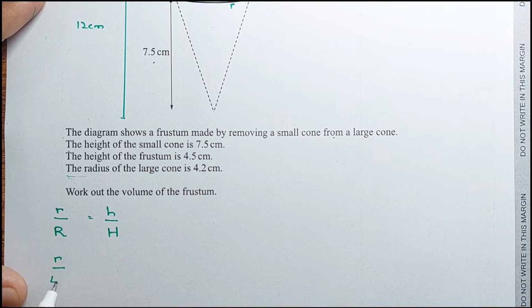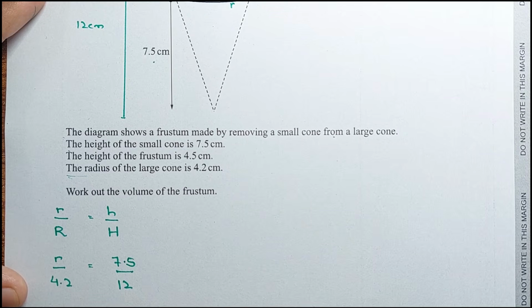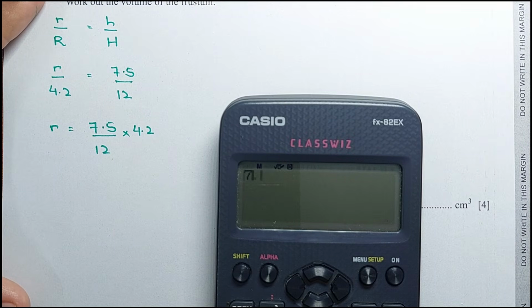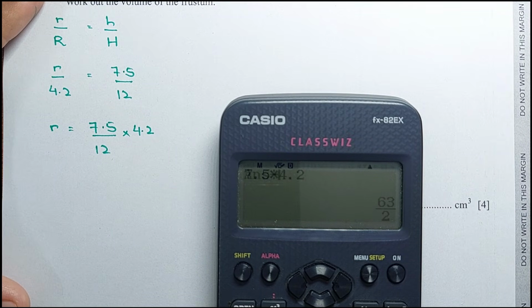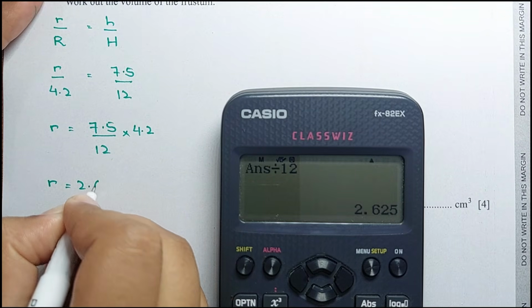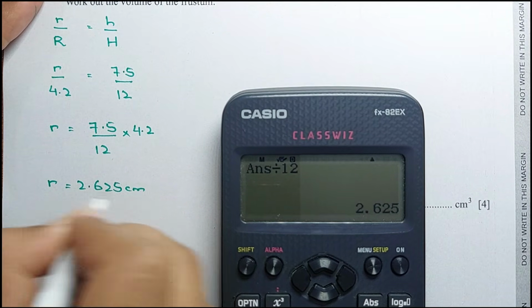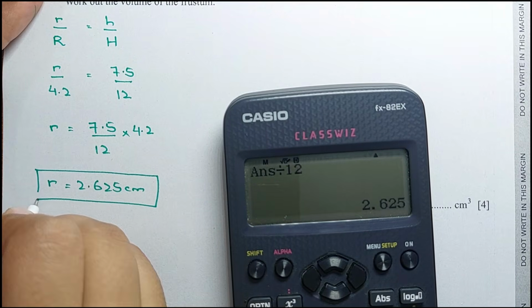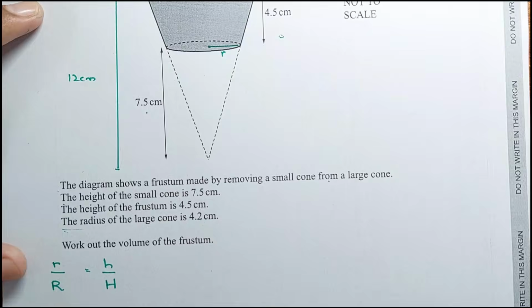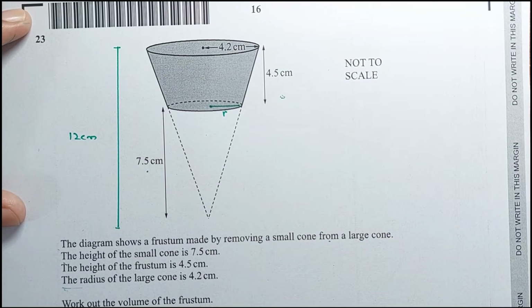Radius of larger is 4.2. Height of smaller is 7.5. Height of larger is 12. Let me solve for the radius of the smaller: 7.5 over 12 times 4.2, which is 7.5 times 4.2 divided by 12. The radius is 2.625 centimeter. This is the radius of the smaller cone, right? Now we have all the unknowns, right?